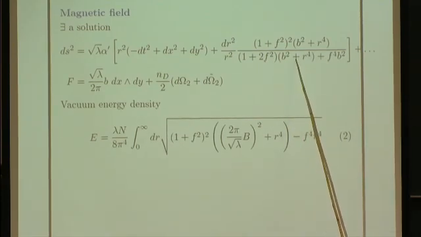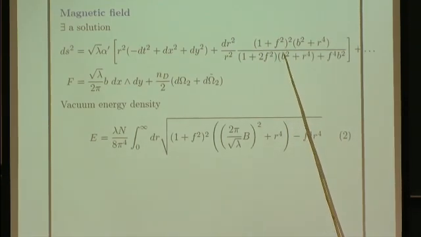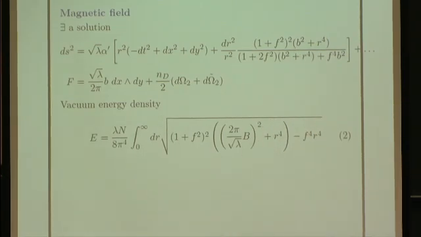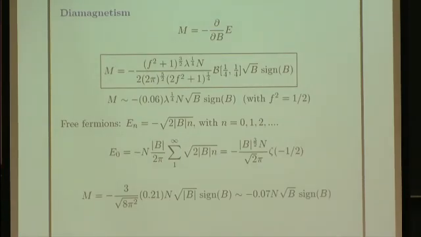The metric again looks like this, which goes from the same old CFT at large r to one where this factor is actually 1 at small r. The vacuum energy density you can compute just from the Born-Infeld action looks like that. From that, by taking a derivative by b, you can find the magnetization of the system. Graphite and graphene turn out to be highly diamagnetic, and that, in fact, you find here.